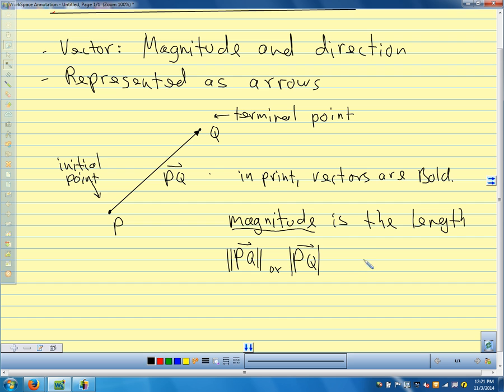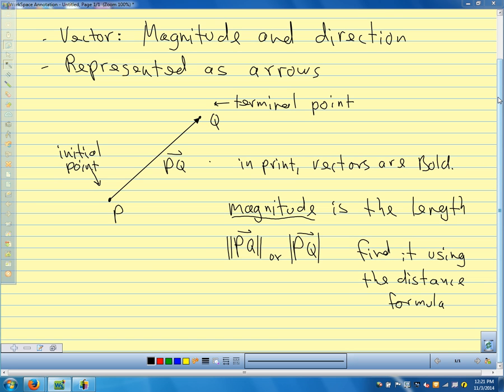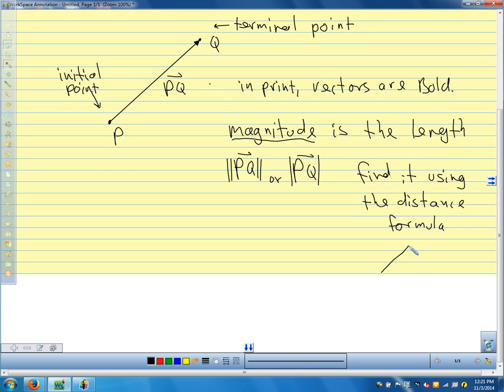And we find the length using the distance formula. So if we know the coordinates of P and Q, we can use the distance formula to find the length. And the distance formula comes from where? What's the distance formula based on? Pythagorean theorem. So we're turning this into a little triangle. And we use the distance formula to find the length of the hypotenuse. The distance formula comes from the Pythagorean theorem.